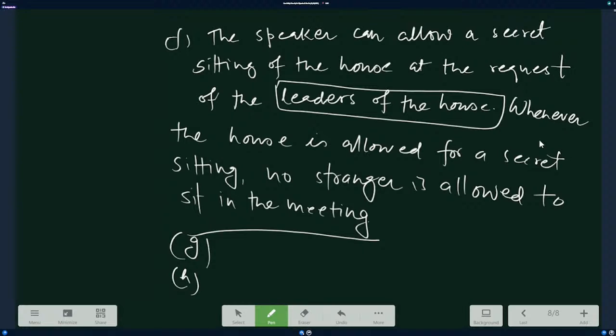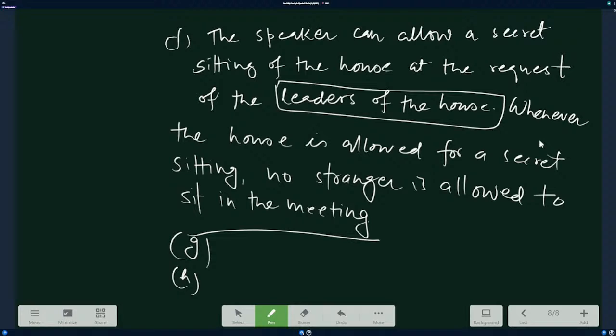I told you in the last few classes what the bases of disqualification are. There are 3 bases. One is RPA Act 1951, second is Office of Profit, and third is defection. We have already talked about it. Right, so what did you write? He decides about disqualification of its member in case of defection. And is the speaker's decision in case of defection final?